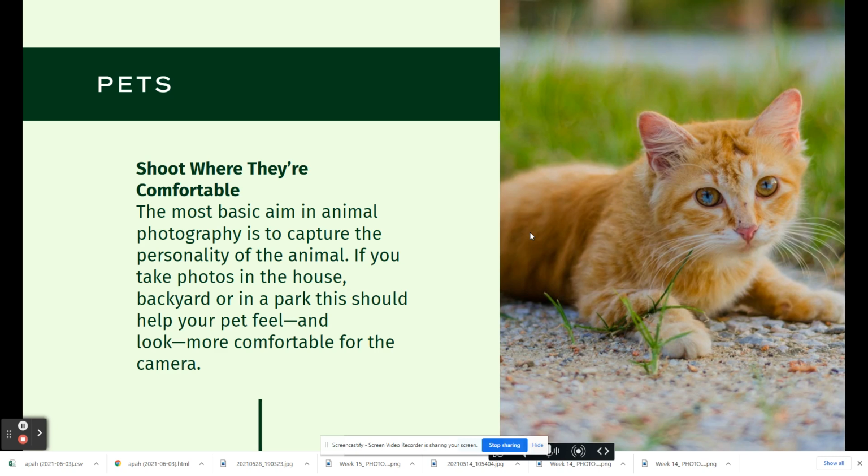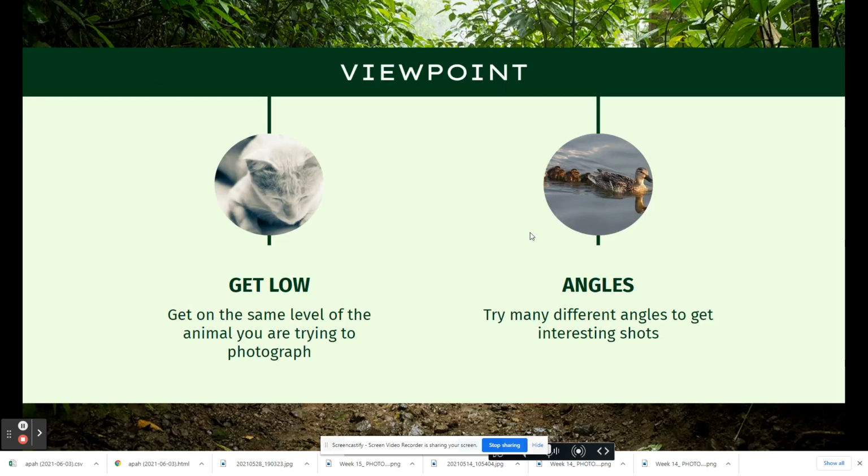But if you have a pet, you want to shoot where they're comfortable. So if it's an indoor cat, then take pictures inside. If it's a dog that's usually outside, take pictures outside. If it's a bird that's in a cage, take a picture while they're in the cage. Where they're most comfortable is going to get the most interesting shots.